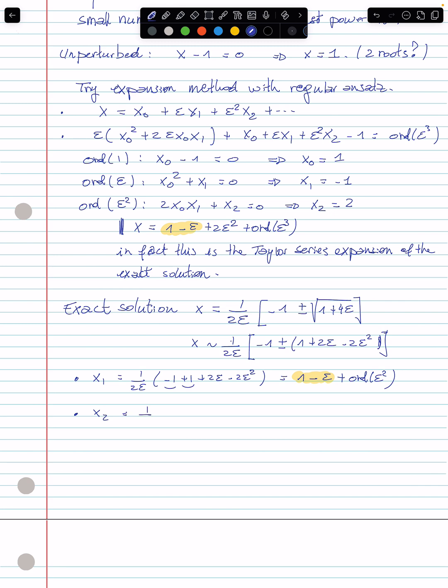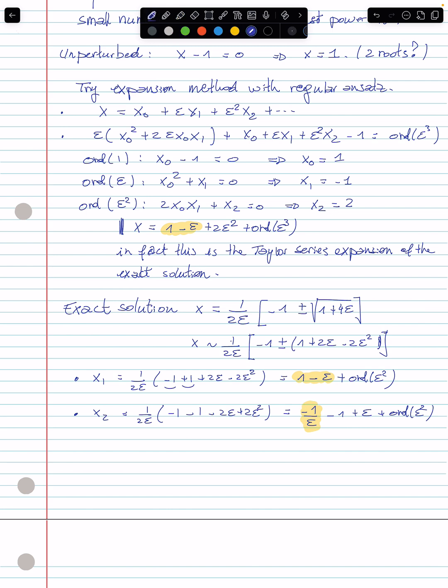This is 1 over 2 epsilon. I need to keep the minus sign, so minus 1 minus 2 epsilon plus twice epsilon square. So this is minus 1, so that's minus 2 over 2, minus 1 over epsilon, minus 1 plus epsilon, plus things of order epsilon square. All right, and woo! It answers our question.